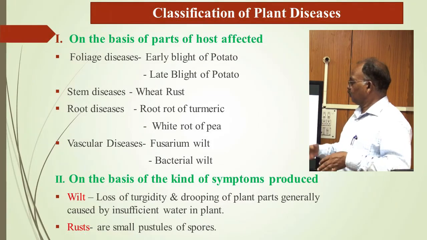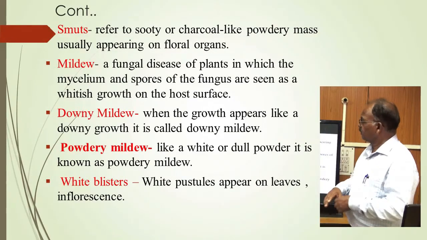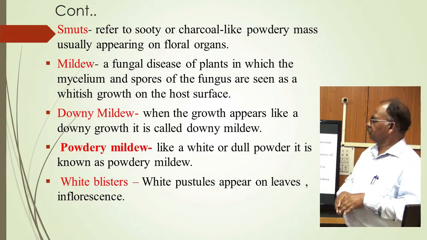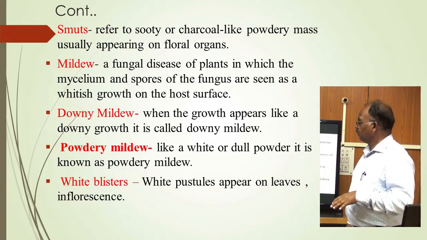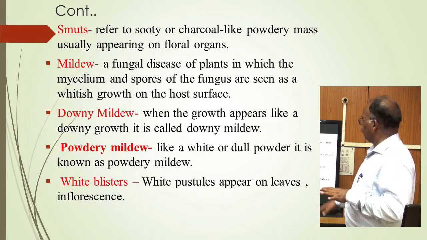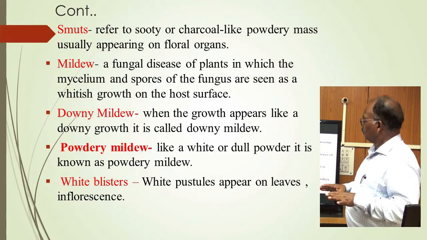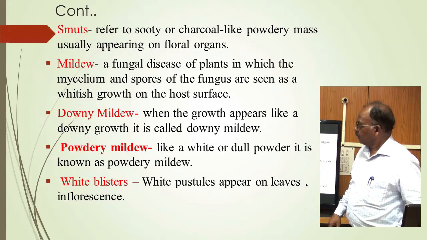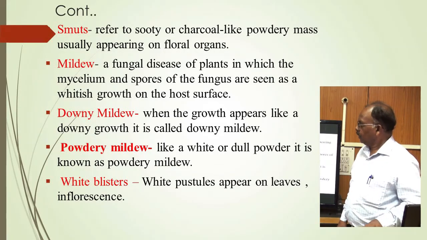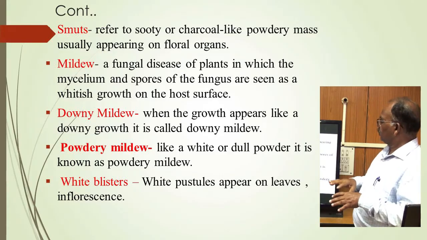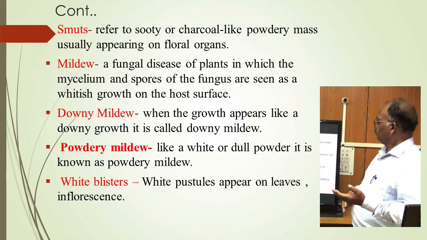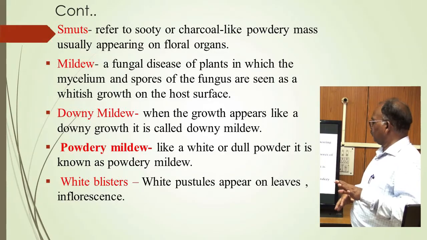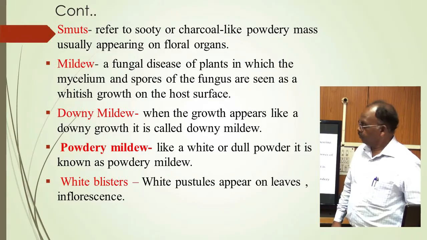Rust means small pustules of spores. Smuts means a charcoal-like powder mass, usually appearing on the floral organs. Mildew means a fungal disease in which the mycelium and spores of the fungus are seen as a whitish growth on the host surface. Downy mildew, when the growth appears downy, meaning cottony, is called downy mildew. Powdery mildew, like a white or dull powder, is known as powdery mildew.